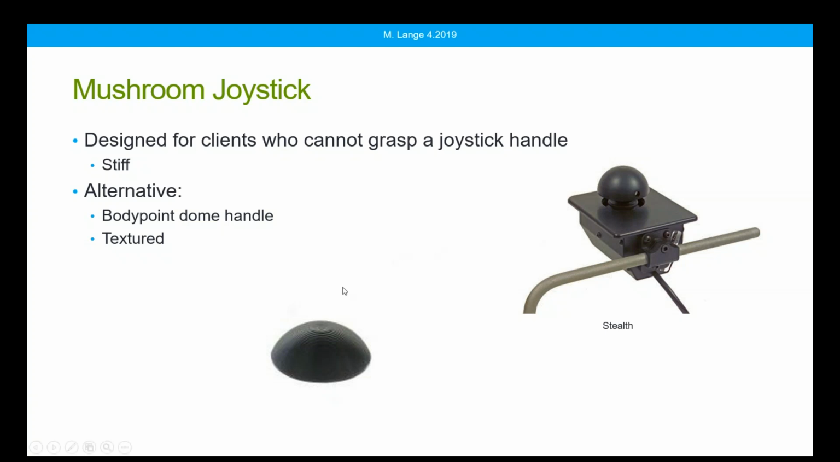Another option, BodyPoint also sells a dome handle, and this fits a variety of different manufacturers' joysticks. It has some texture on it to prevent slippage as well.